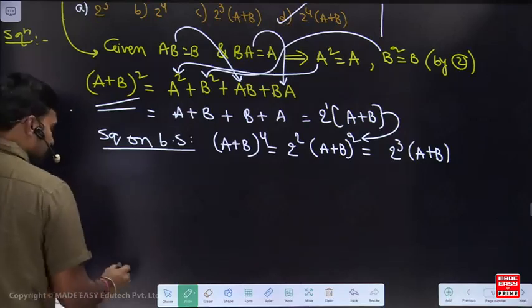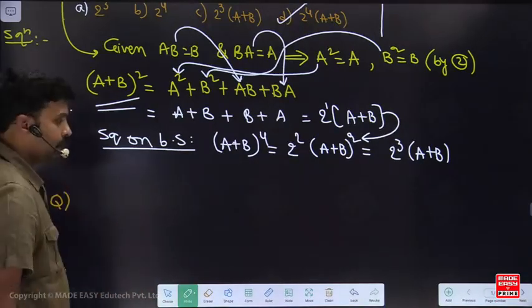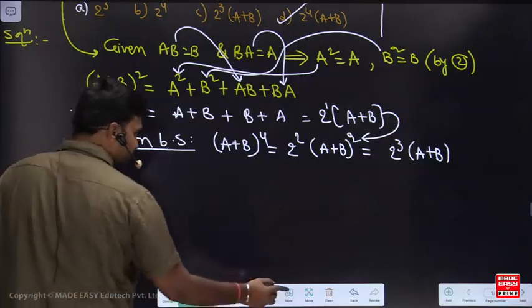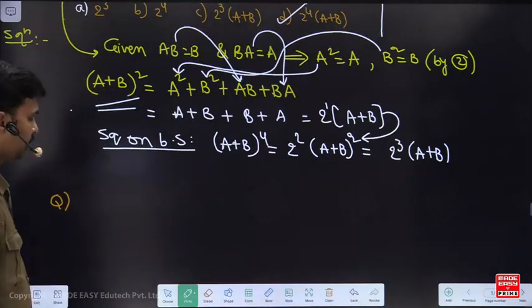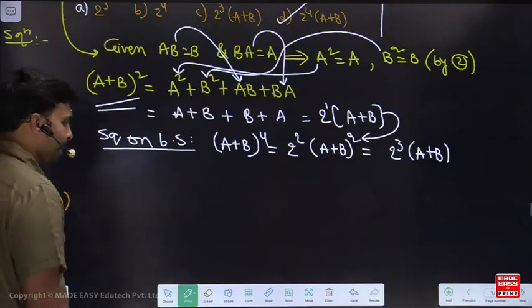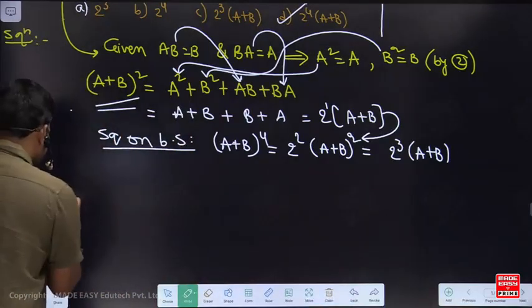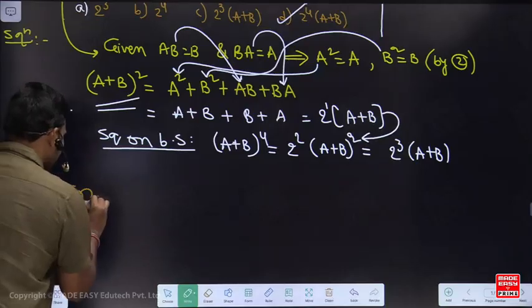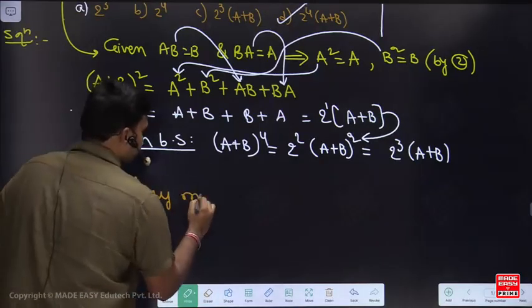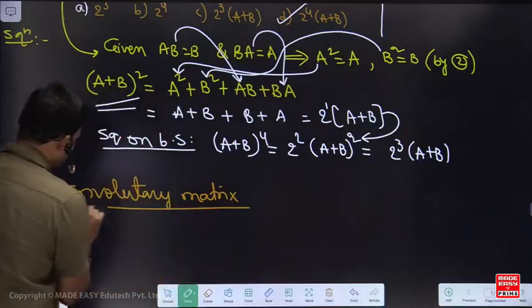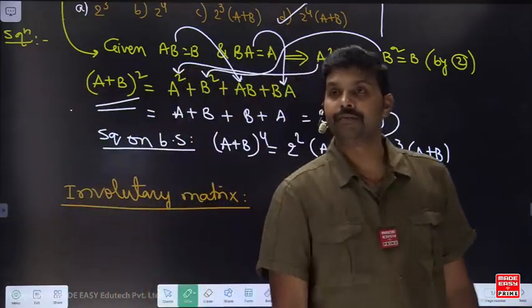Now, the next question I am going to take. Instead of this next question, I will go for the next definition, that is involutory matrix here. Yes, beta, involutory matrix. What is an involutory matrix here?